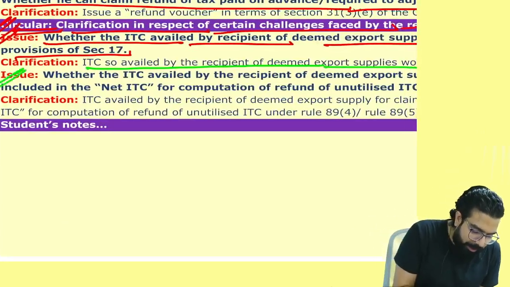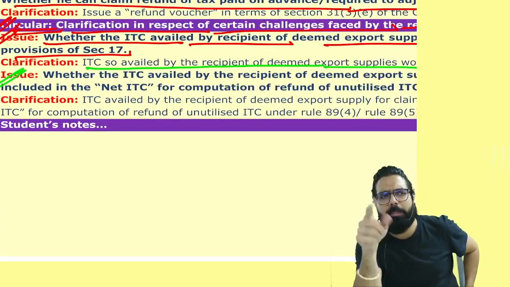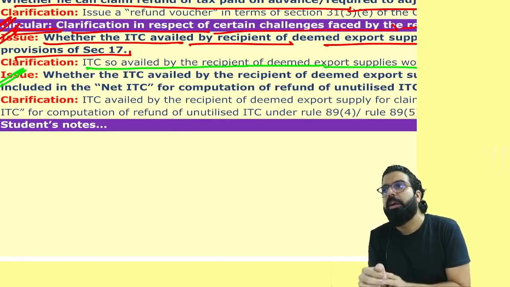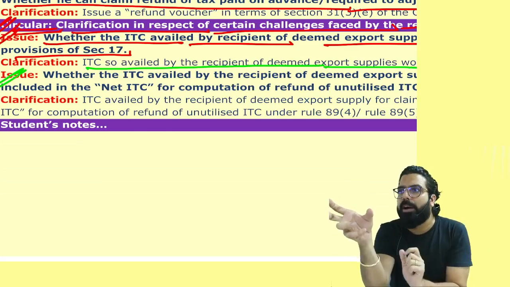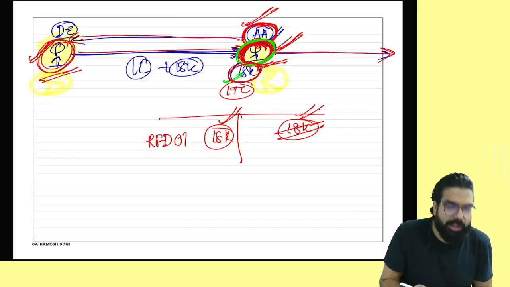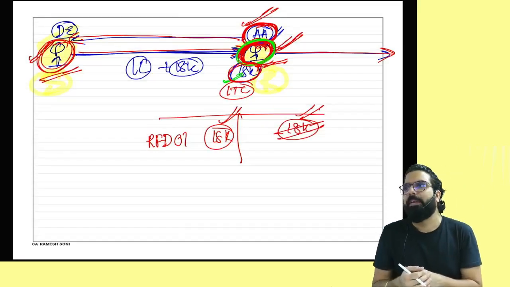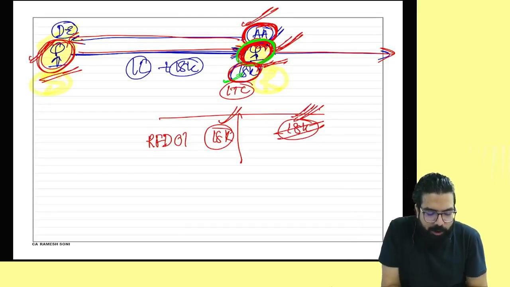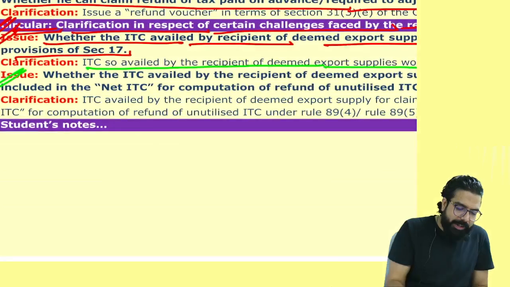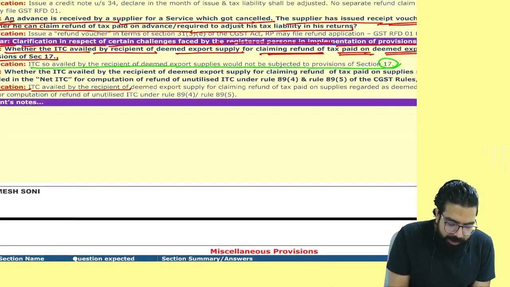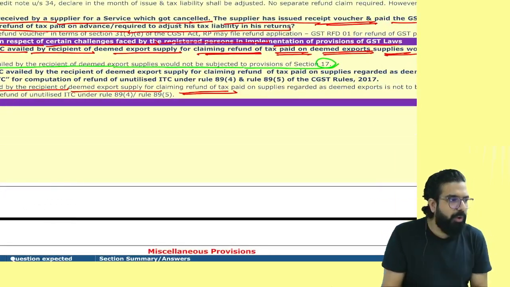The next one, tell me one thing everyone. You remember net ITC in the formula calculation? The net ITC in the formula, will you consider this 18,000 in your net ITC? It is not actually ITC. The ITC is taken why? Just because when you are filing the refund application, the amount gets debited. So the government went ahead and gave the clarification: ITC availed by the registered person of deemed export supply for claiming refund of what?